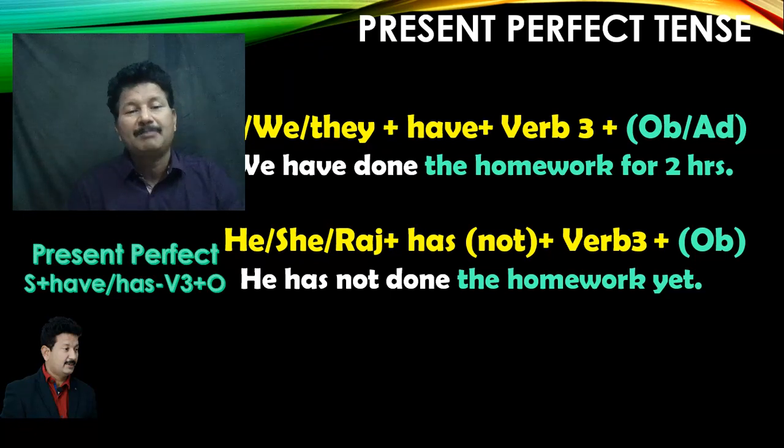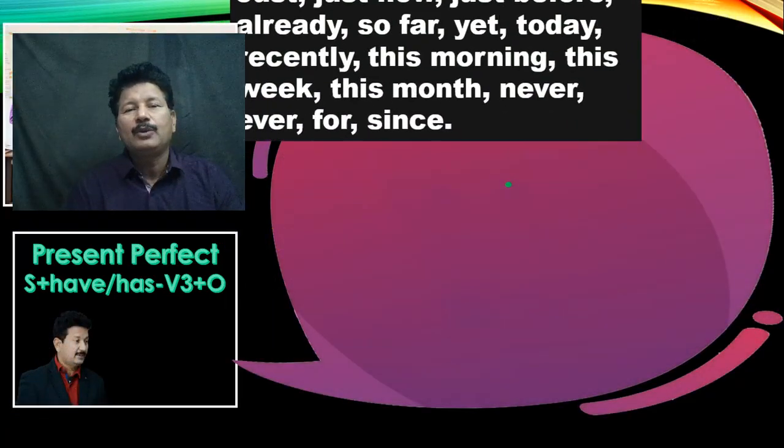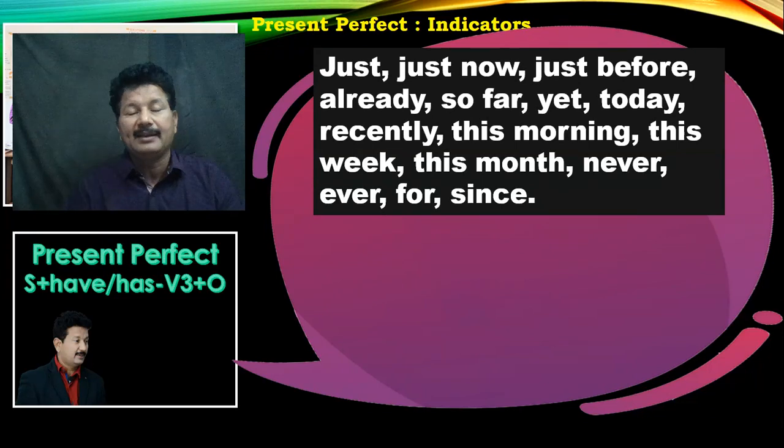So we use present perfect, right? Now let's look at the key indicators. Like we find just now, or just before, already, so far, yet, today, recently, this morning, this week, this month, never, ever, or for or since. These are the key indicators to talk about present perfect, right?